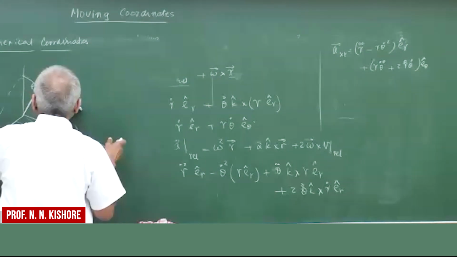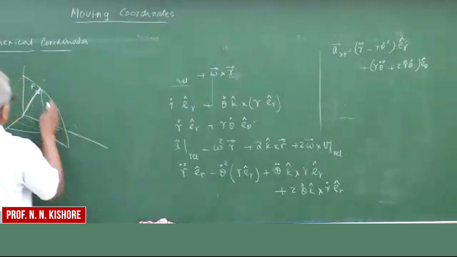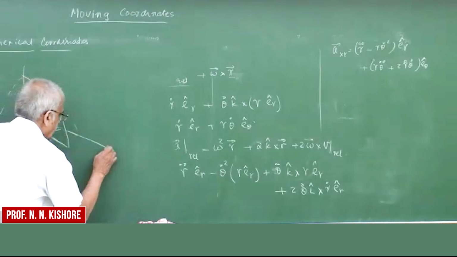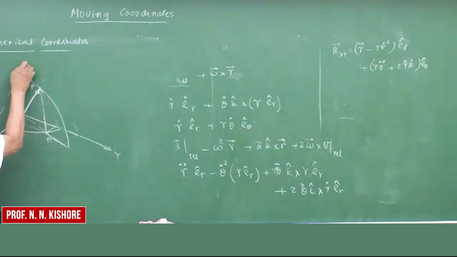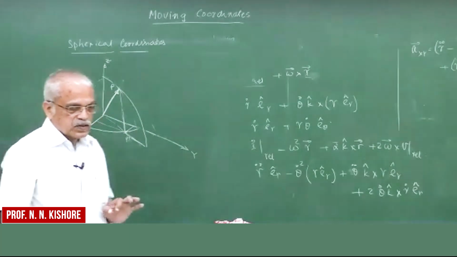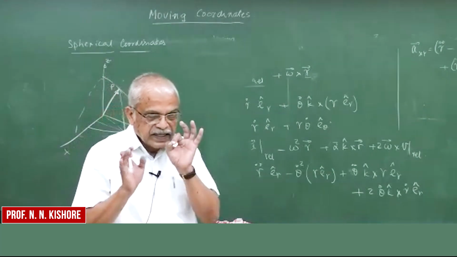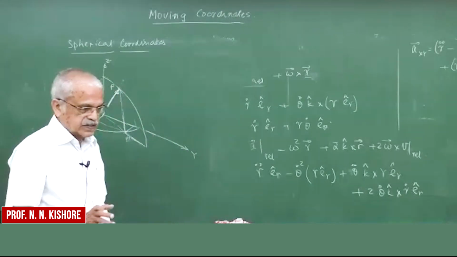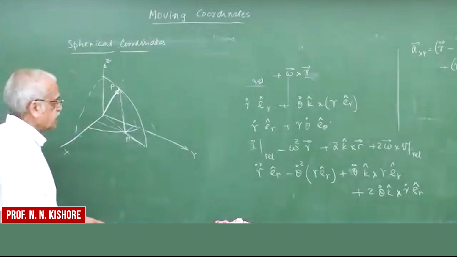So here XYZ is a fixed coordinate system. I just want you to get what the rotational part is. So if you can understand the rotational part.